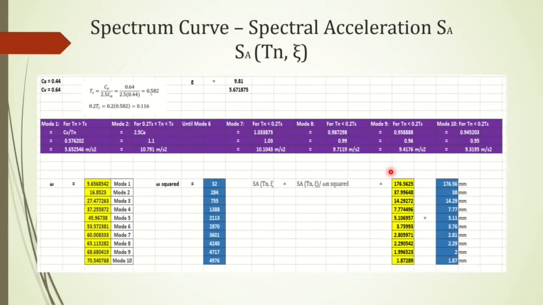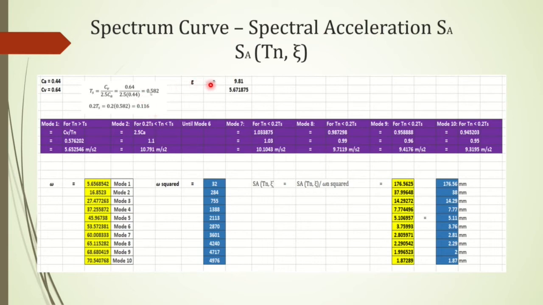Now, we arrive to the spectrum curve. But first, let us solve the spectral acceleration, which is the SA. No. So, given value ito ni sir, no, itong CA is equal to 0.44, CV is equal to 0.64. Now, let us first solve for the TS with the formula of CV over 2.5 CA. So, putting up all the values, ito yung makuha natin na value 0.582. Now, 20% of the TS is equal to 0.116 for boundary conditions.